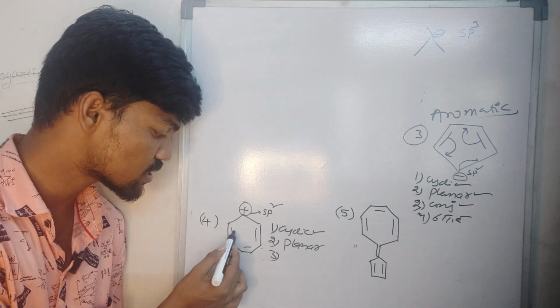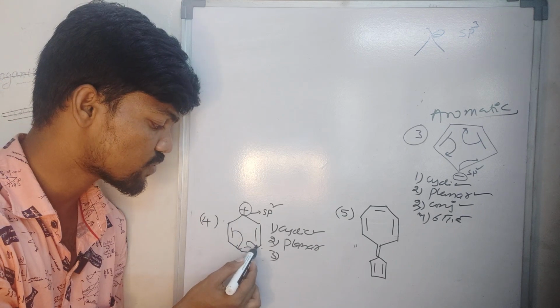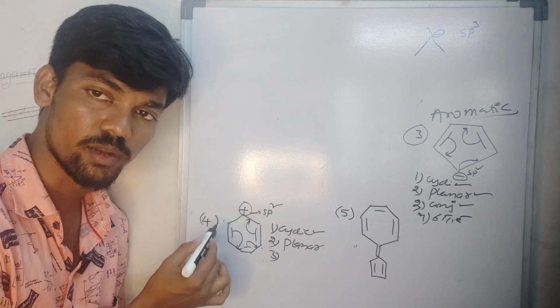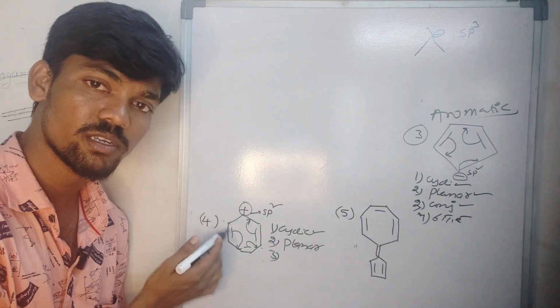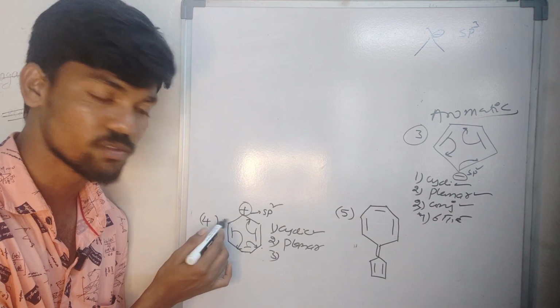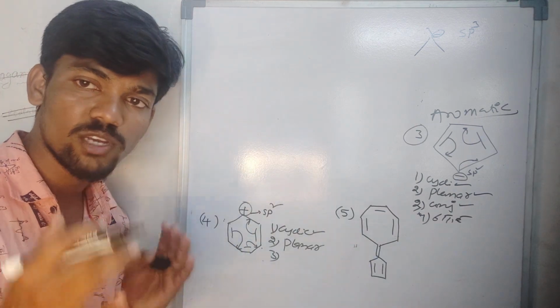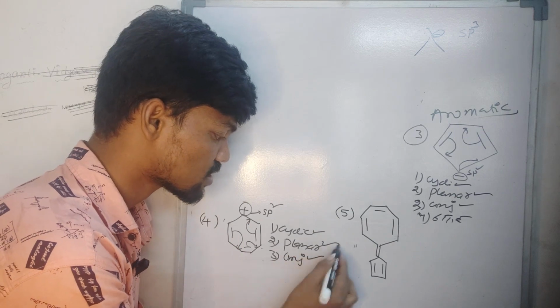Suppose this bond is shifted to here, it will get positive charge. This bond will be shifted to here, this bond will be shifted to here. So if a bond shifted to here, positive charge will be lost. What happens here? This bond shifted means here we will get positive charge. That's why total conjugation will occur. So complete conjugation will be present.